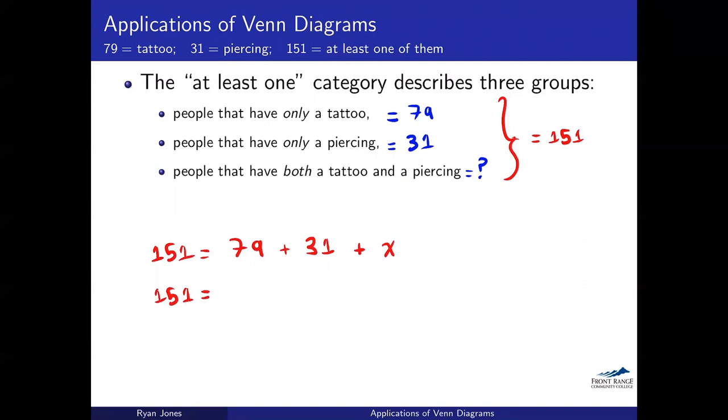151 is equal to 110 plus X. So 151 minus 110 equals X. And we'll just say, hey, look, X is 151 minus 110, which is exactly 41. And so that tells us the number of people that have both a tattoo and a piercing.